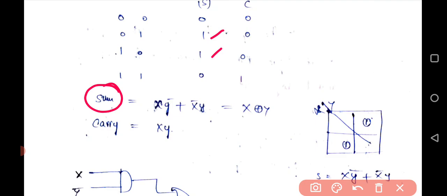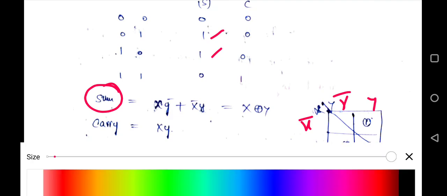Only in positions 1 and 2 are we getting the value 1. But we don't form any kind of grouping. So for that purpose we can individually treat this as x bar x, and this as y bar y. So how can you represent this location?